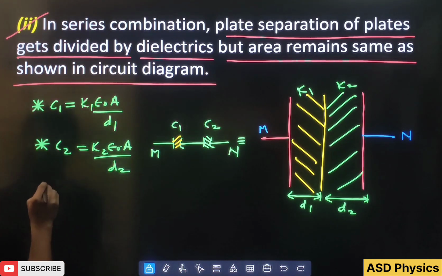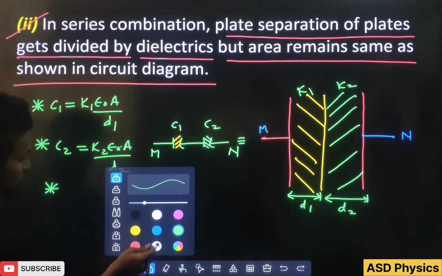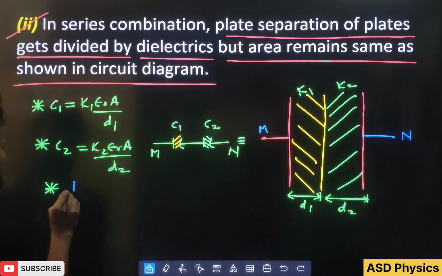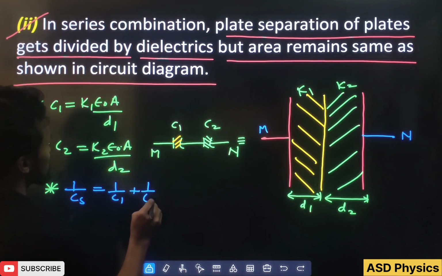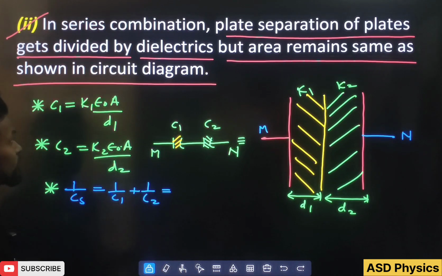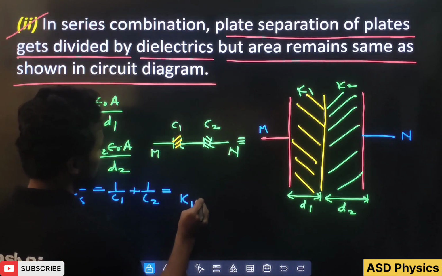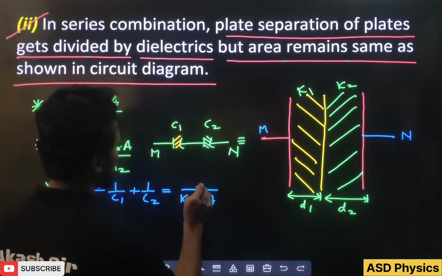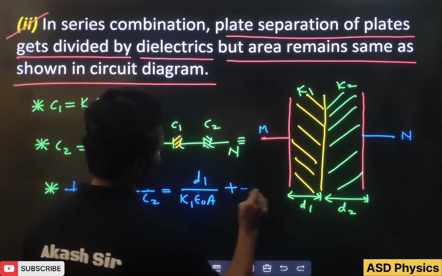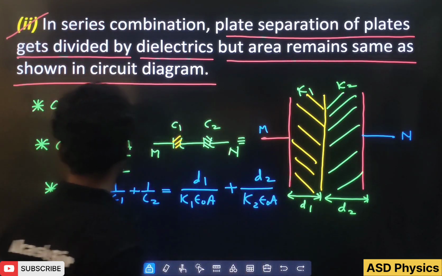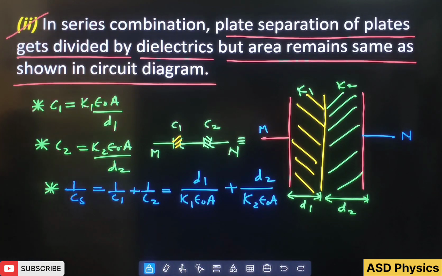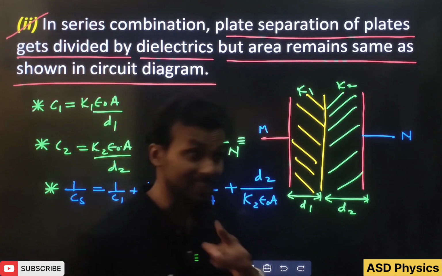So now we can use the next one. As they are connected in series, 1 by Cs equals 1 by C1 plus 1 by C2. So you just have to put the values. C1 value will be K1 epsilon naught A by D1, just reversed. And here, K2 epsilon naught A by D2. Then after that you just simplify this and you can solve any question related to this, based upon the dielectric.